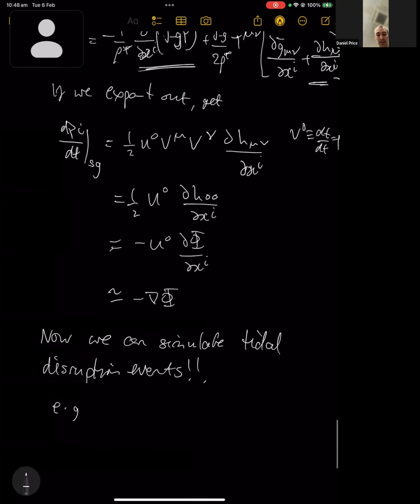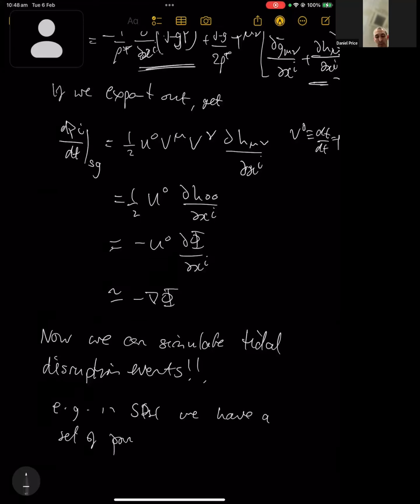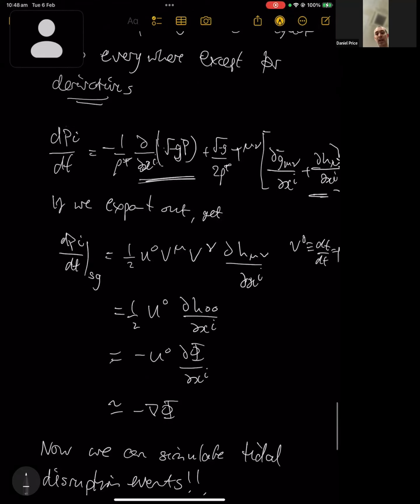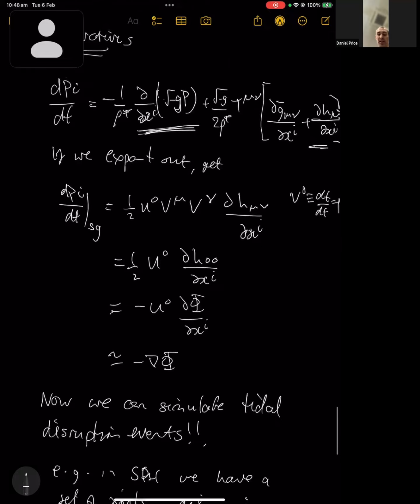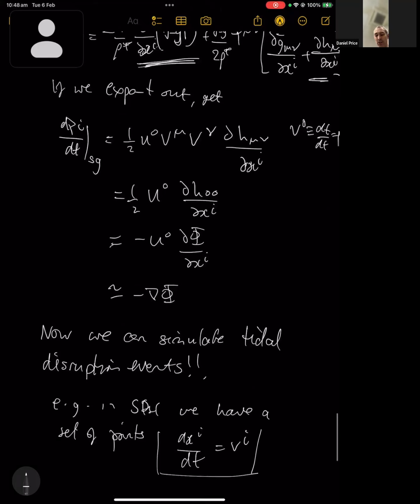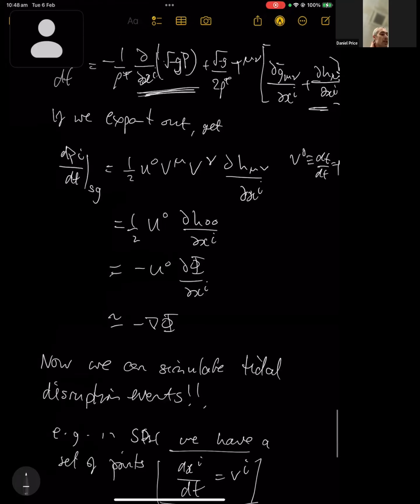So for example, in SPH, we have a set of points with a fixed mass, and we move them with dx i dt equals v i. And then we solve, for example, our pressure gradient with some kind of interpolation that sums over neighboring particles to get us the gradient in the pressure. But again, those aspects are not different in GR to doing it not in GR. So I tried to draw out what's different when you want to do things in relativity as opposed to Newtonian gravity. I hope that's all clear.